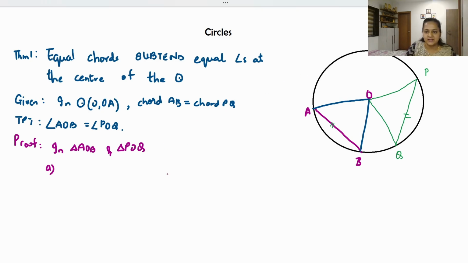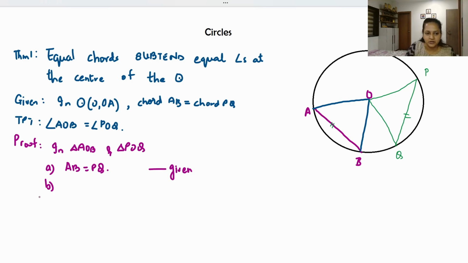So look at triangle AOB and triangle POQ. Can you tell me what is equal? First thing given, AB is equal to PQ. It is given to us. We'll give the reason: it is given. Next, what do we know? OA, OB, OQ and OP. What are they? They are radii of the circle. Singular form is radius.